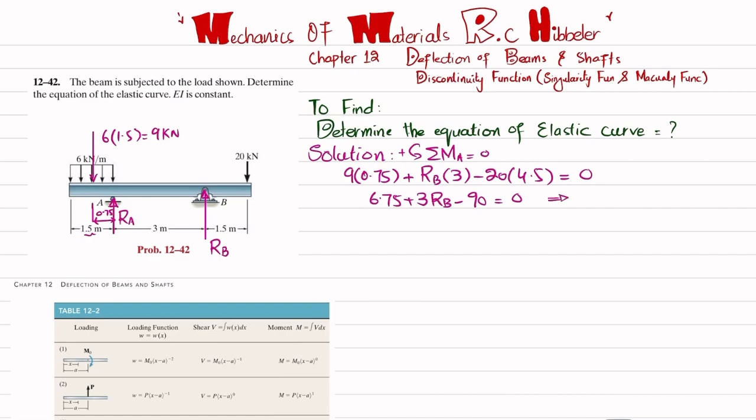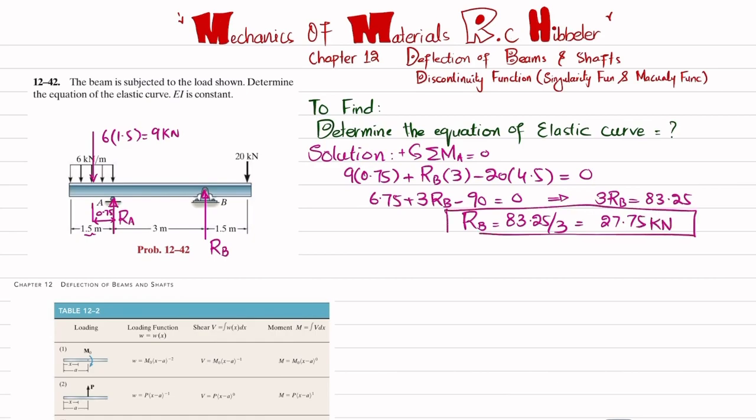So what we will get is 3RB equal to 83.25, and if you divide by 3 on both sides, 83.25 divided by 3 will give you 27.75 kilonewton. So this is the value of RB.